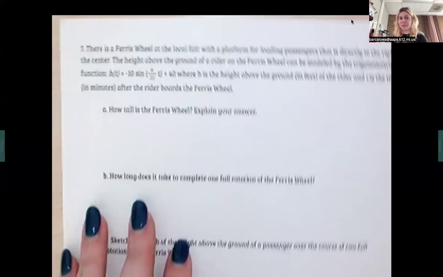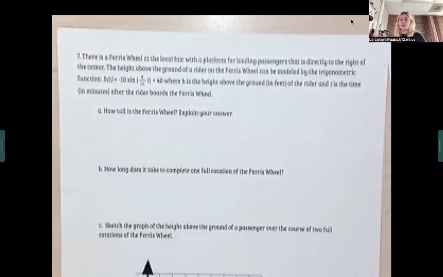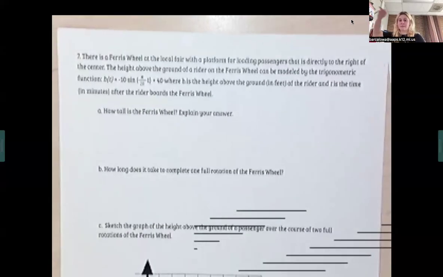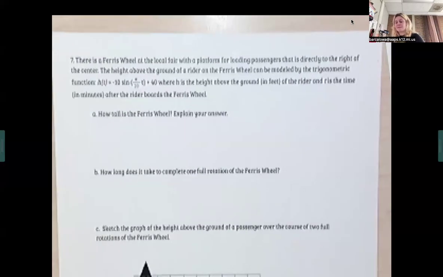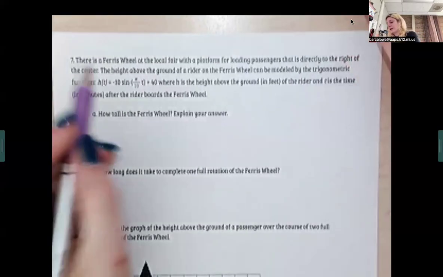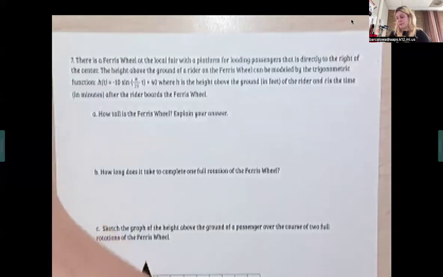All right. Ooh, big application one, Ferris wheel. Okay, so this was on your third check-in. We're doing it again. There is a Ferris wheel at the local fair. Okay, so we're going to use those circle words, not our graph words. We might not say amplitude or midline. Okay, we're going to say radius and the height the center is off the ground. Okay, that is the application.